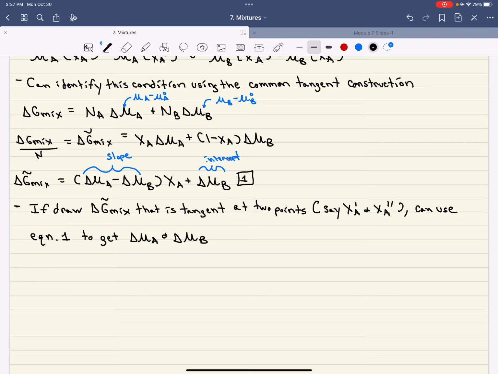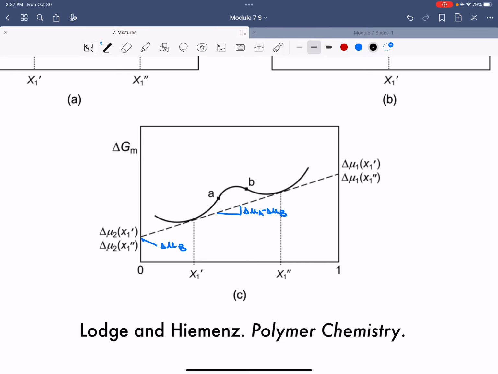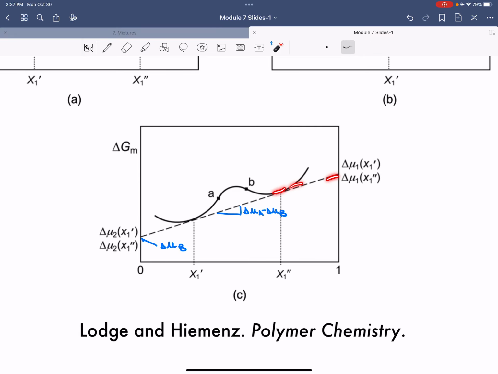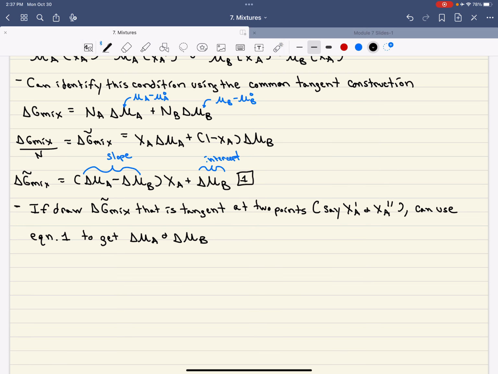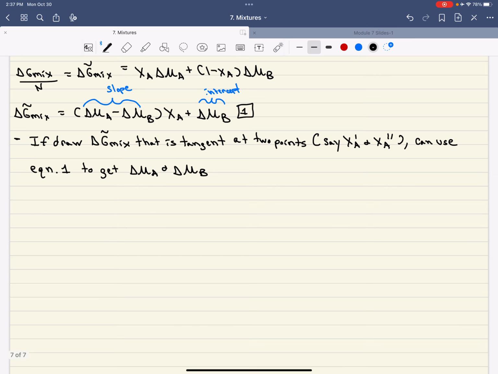Okay? And so in other words, by sketching out this line such that it only touches this delta G curve in 2 spots, once you draw that line, if you get the intercept of that line, that'll give you the delta mu B. Then the slope will get you the difference between delta mu A and delta mu B, and then using your intercept you could solve for delta mu A.